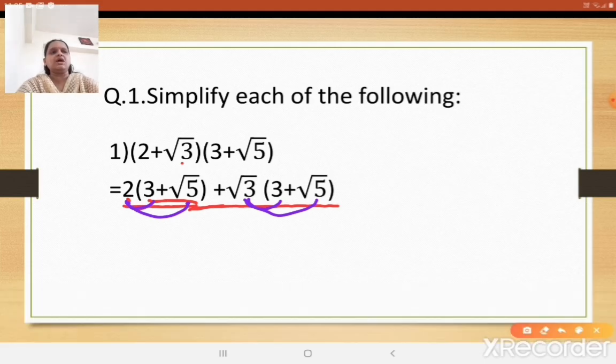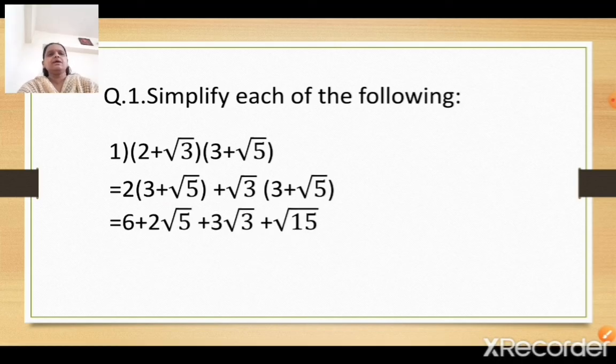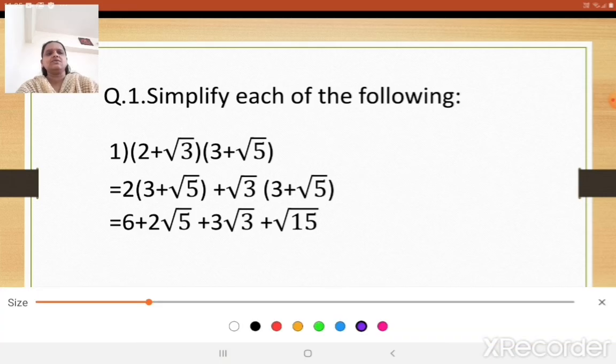So according to that, let us see the next step. Correct. 2 into 3, you will get 6 over here, and then 2 into root 5 is 2 root 5. What will be root 3 into 3? Yes, 3 is rational, root 3 is irrational, so it will be 3 root 3. And root 3 multiplied by root 5 is root 15. Is it correct?